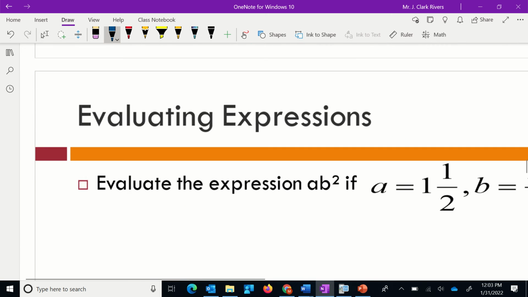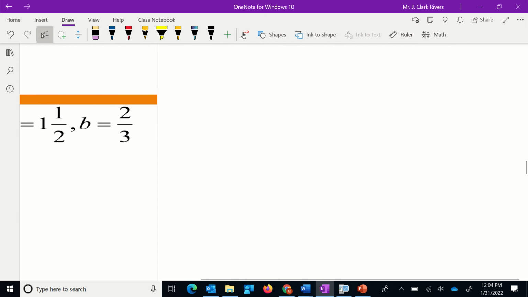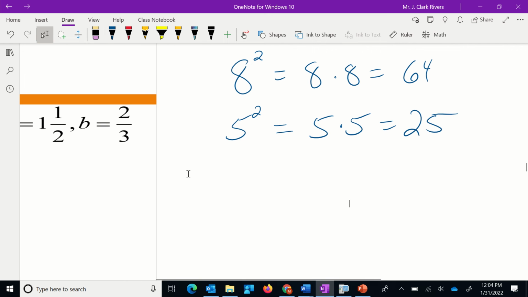All right, let's talk about evaluating expressions. Now, before we talk about this, let's talk about what it means to square something. So if we have 8 squared, that's going to be 8 times 8, which is 64. Okay. What about 5 squared? 5 squared, you need to be thinking this. You don't have to show it, but you need to be thinking that is 5 times 5, which is 25. So when we square something, we're multiplying that number by itself.